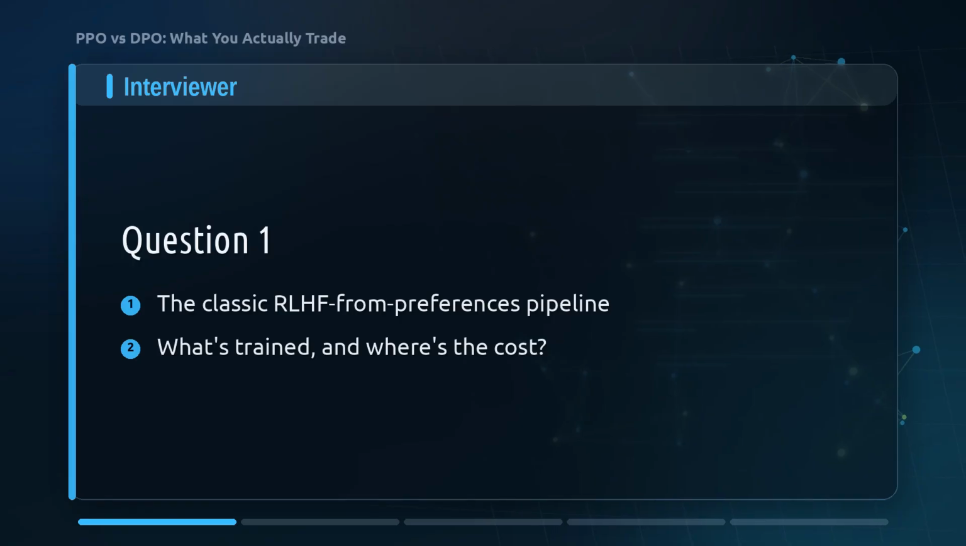Let's start. Let's set the baseline first. Before DPO, aligning a model from human preferences meant a specific pipeline. Walk me through it. What gets trained, and where's the expensive part?